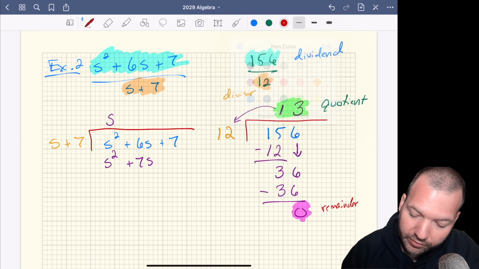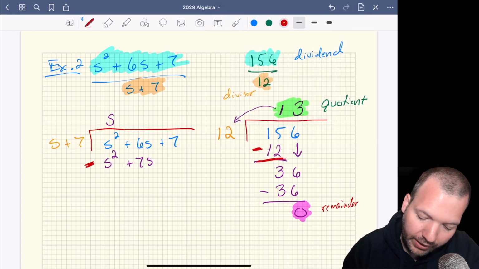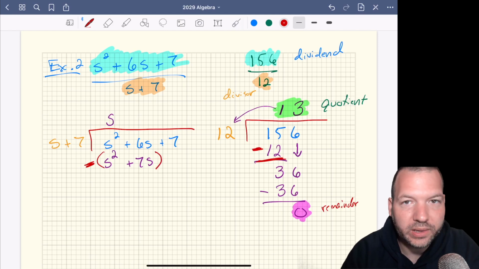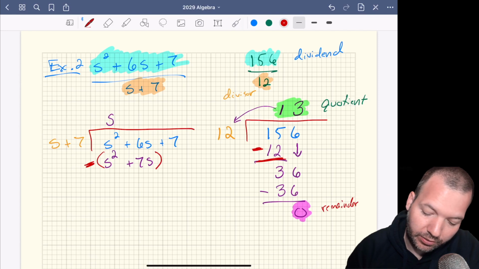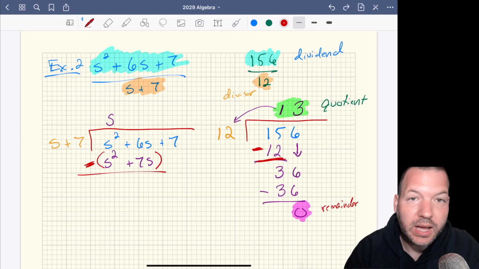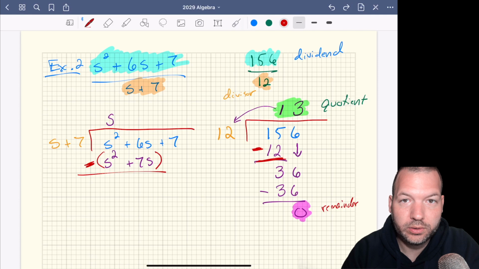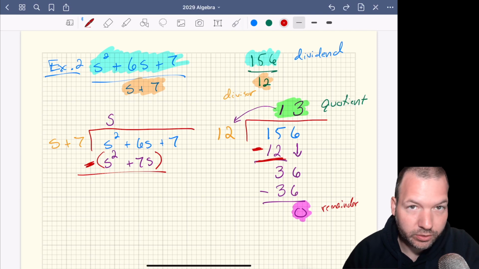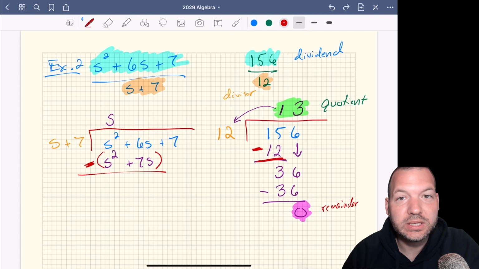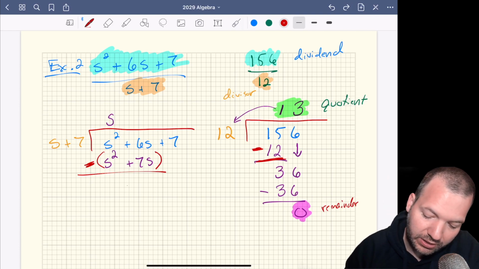And then what did we do after that? We subtracted, right? So we're going to subtract, but we have to subtract the whole polynomial. So I usually remind myself of that by putting these big parentheses here. S squared minus s is nothing. That should always happen. That part should always go to 0. But 6s minus 7s. Be careful with your signs here. I'm not doing 6s plus 7s is 13s. 6s minus 7s is negative 1s.